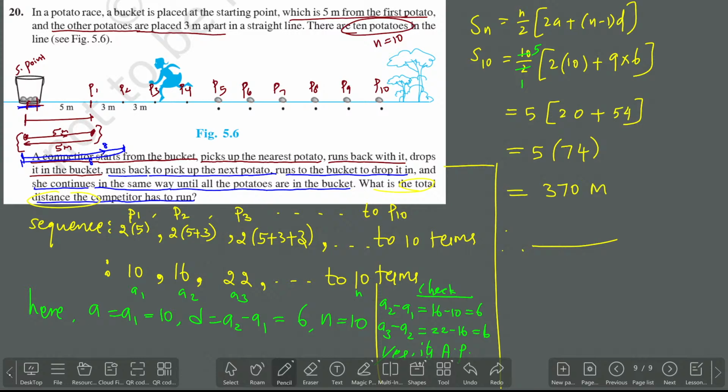Optional exercise is there. Then shall we continue with the optional? We'll do the optional later. First you copy this thing. Right.